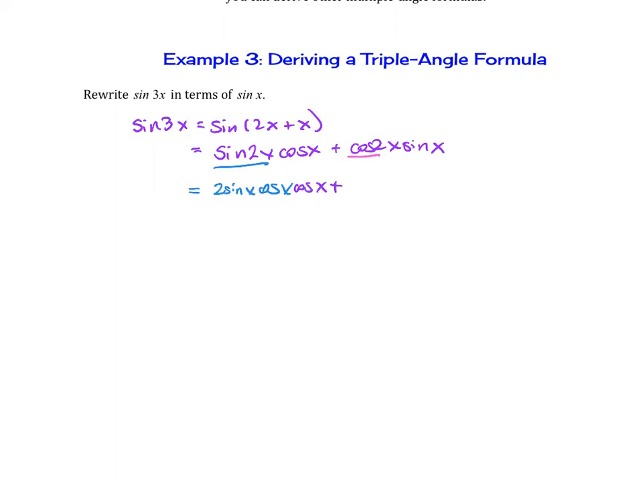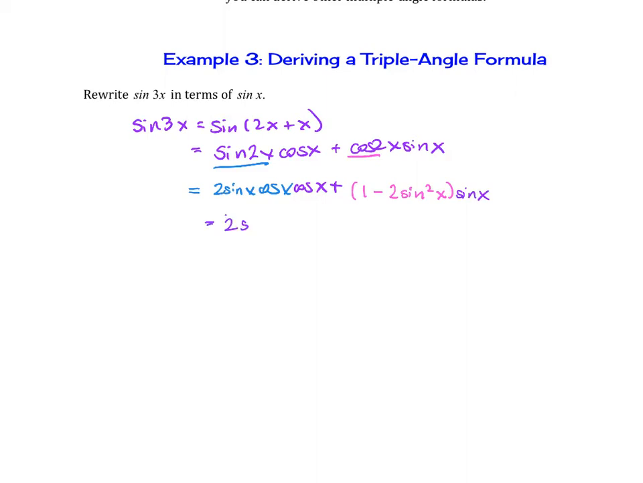So what we're going to do is, because this is sine, let's use the sine form of it. So let's use 1 minus 2 sine squared of x, and then multiply that by sine of x. So now let's go ahead and simplify.